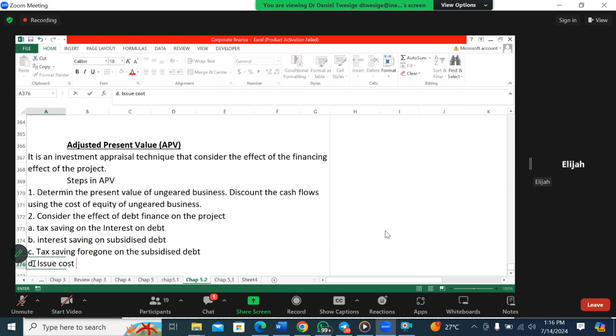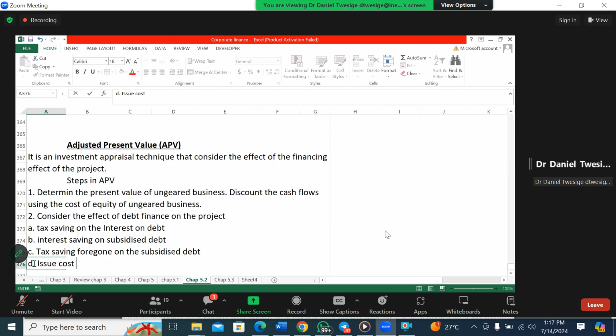I'm saying the issue cost sometimes can attract tax, sometimes may not attract tax. If the issue cost attracts tax, it means you're going to have a benefit on that issue cost. If the issue cost does not attract tax, then you're only recognizing the cost of issuing the debt.